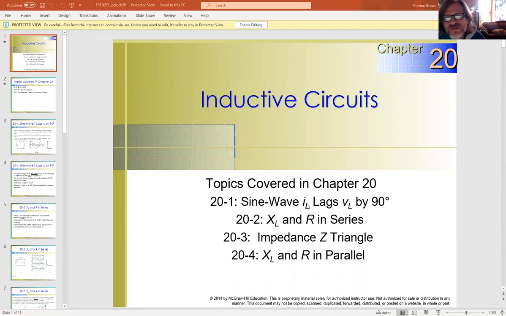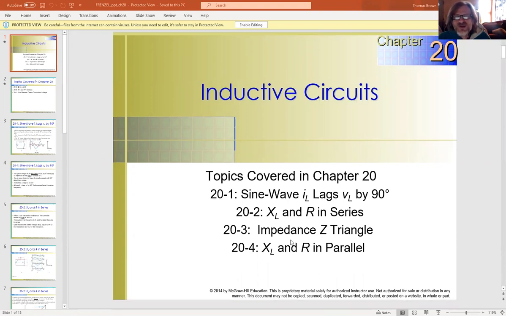Now we look at it with, as you can see here by the second topic, inductive reactance and resistors in series, and then look at the impedance triangle here and look at it in parallel. He goes a little quicker in this chapter than he did with capacitors. Mainly, now we're getting into these concepts and the similarities, so hopefully we have an easier time grasping the math.